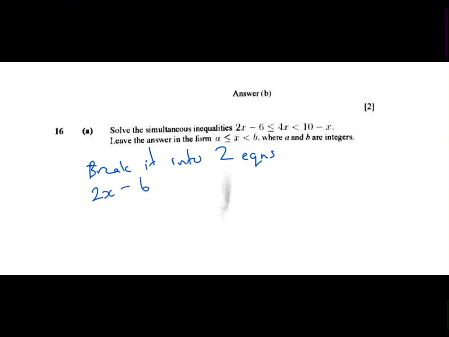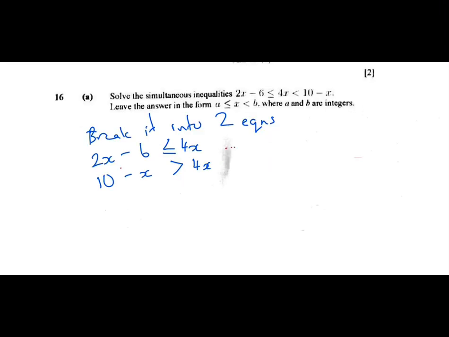So let's break it down. Our two inequalities are 2x minus 6 is less than or equal to 4x, and then the second one, 10 minus x is greater than 4x. We shall rewrite them as equations 1 and 2, so that we may be able to solve them neatly and nicely. We'll start with the first, solve it, then solve the second, and then bring them together again to form our inequality in the required form. So 2x minus 6 is less than or equal to 4x is our first, and 10 minus x is greater than 4x is our second.